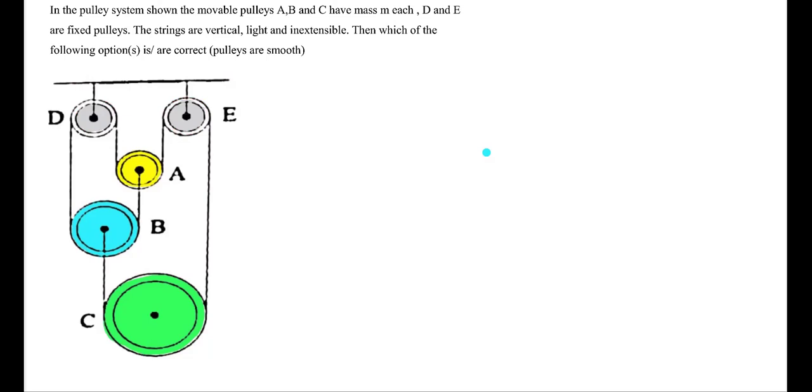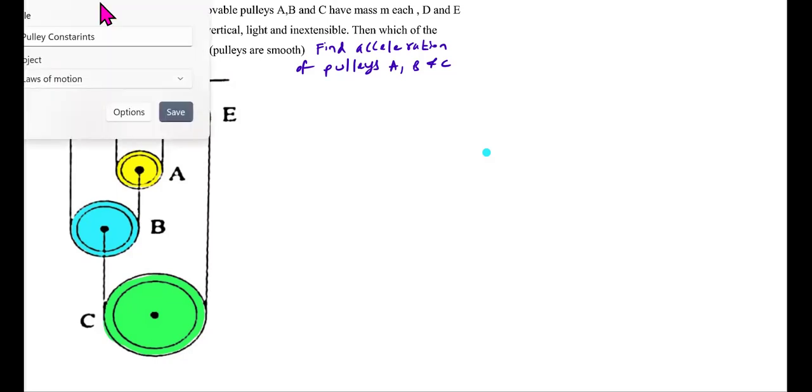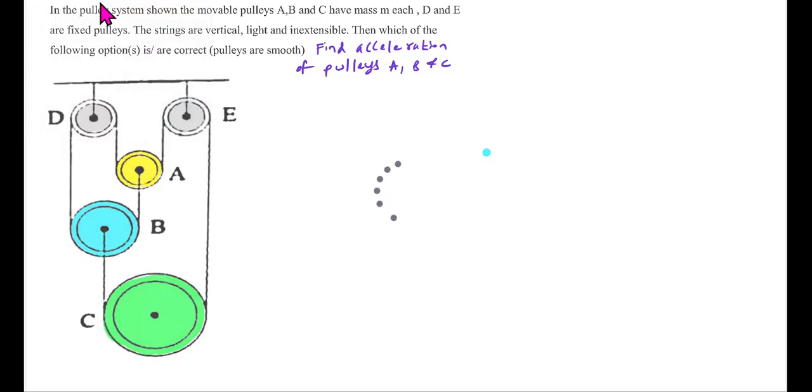So we have to calculate the acceleration of the pulleys. So what you have to calculate? Find acceleration of pulleys A, B and C. Okay, this is one basic equation. We'll start from here. Okay, this is some reference point.